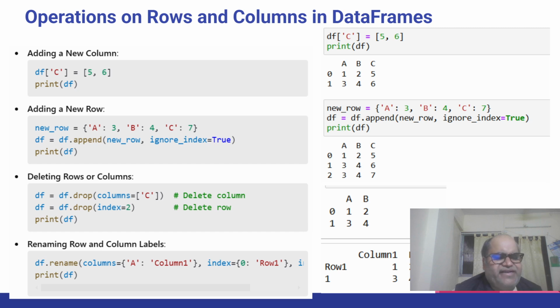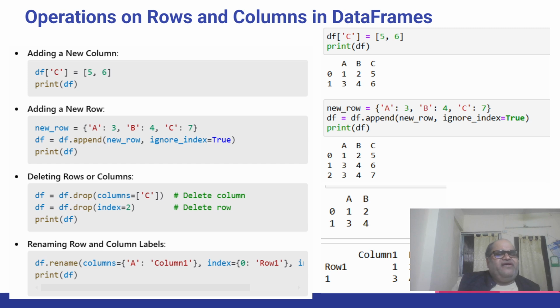Renaming rows and columns. Many a time we need to rename them. The technique for it is that you call df.rename, and then you can have your columns in a dictionary structure. So you want to call A as column, or B, or whatever. On the index side, if you want, you can call index 0 as row 1, and so on and so forth. So if you print here, you have your row 1, and then your column A as column 1.